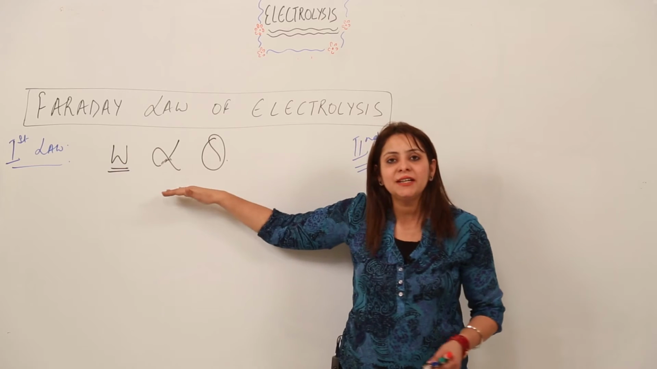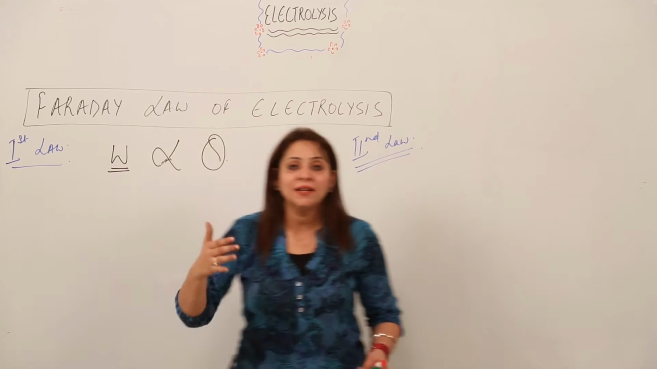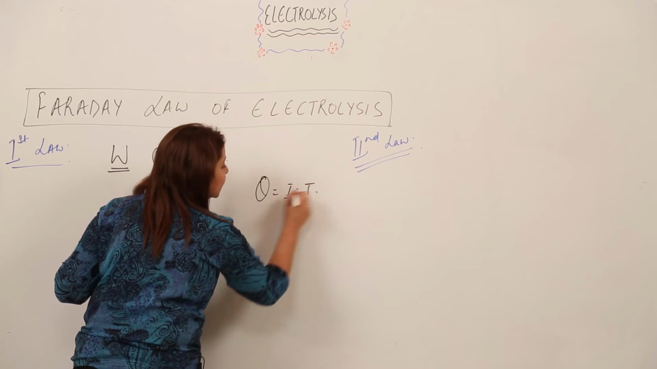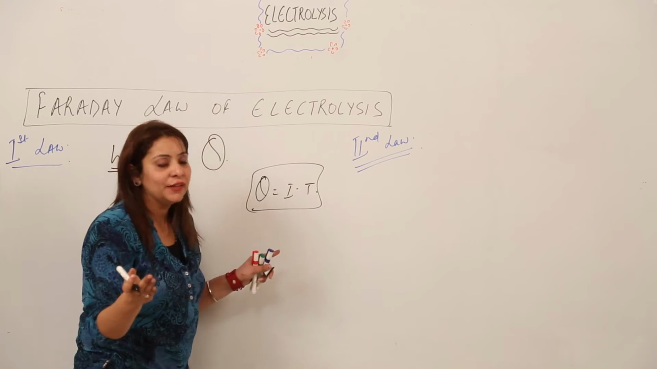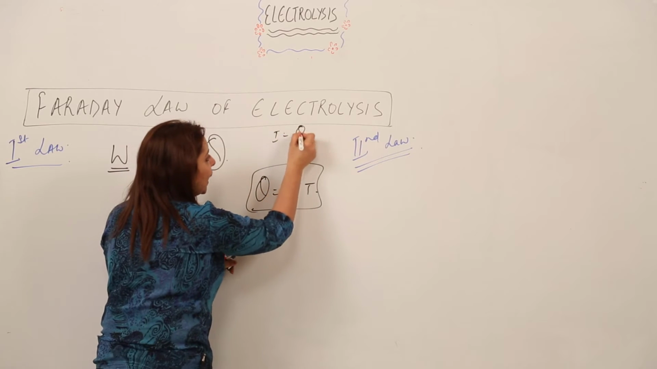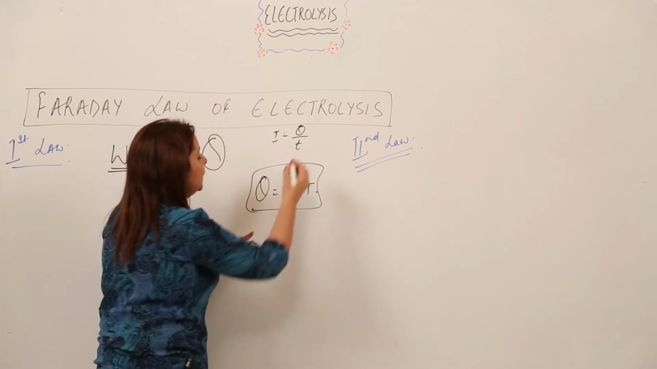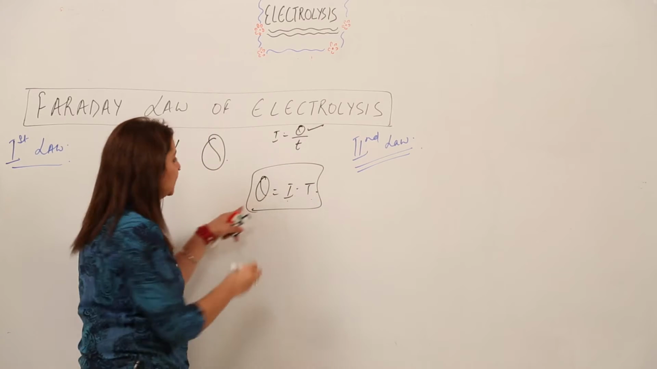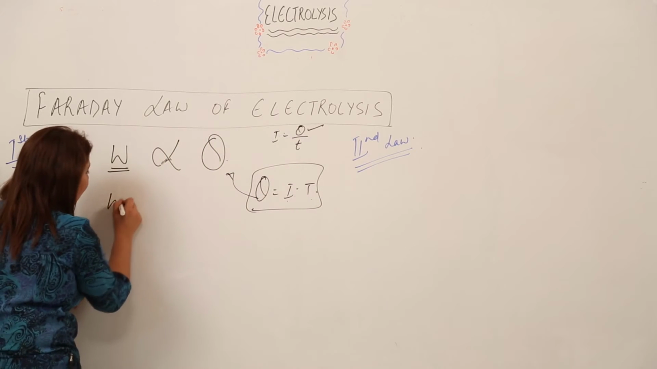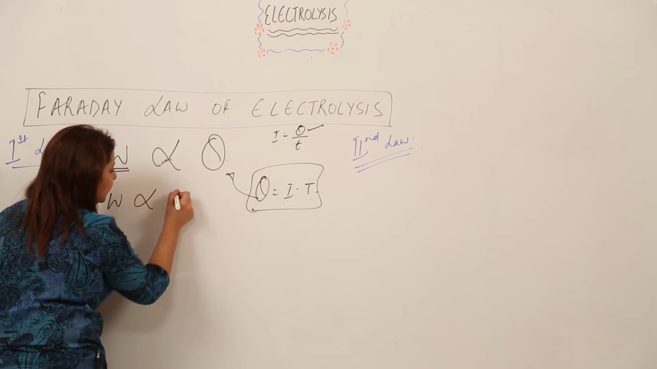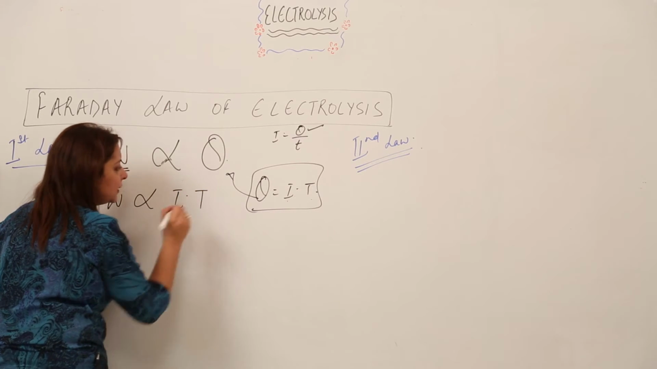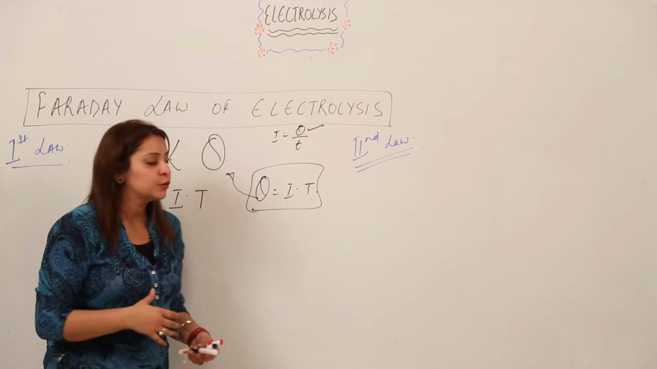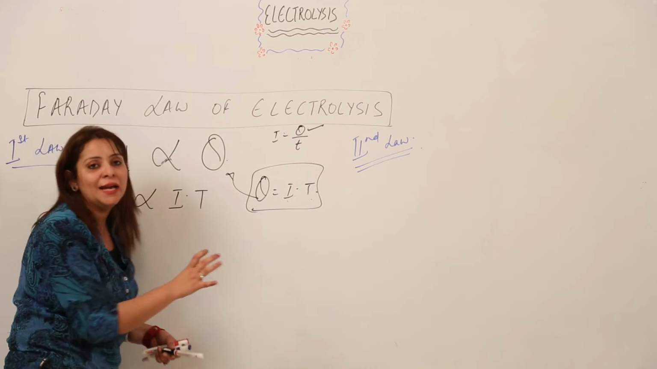So, I have stated this in a mathematical expression. I know that Q is equal to IT. We know that in physics you have done that current is equal to charge upon time. So, we can write charge is equal to current into time. So, this is what I am substituting in this equation. So, I can write W is directly proportional to I into T, because Q is equal to IT.